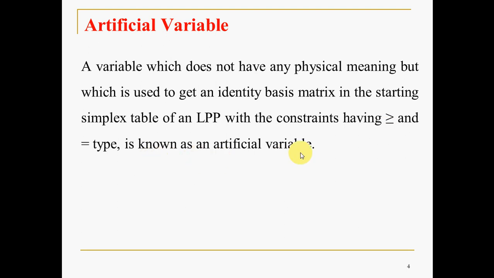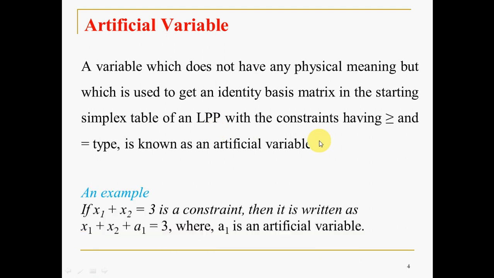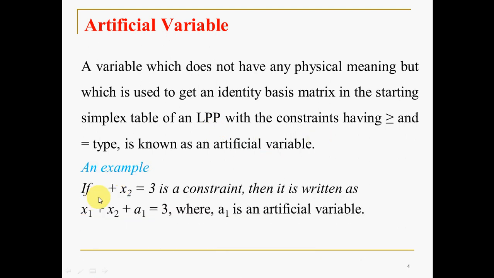So it is a variable which will not have any physical significance or physical meaning. It is employed just to use the simplex method, that is, to get the identity basis matrix in the starting simplex table. So let us see with an example what this is. For example, if x1 plus x2 is equal to 3, of course it is a constraint, or you can treat this as an equation also.